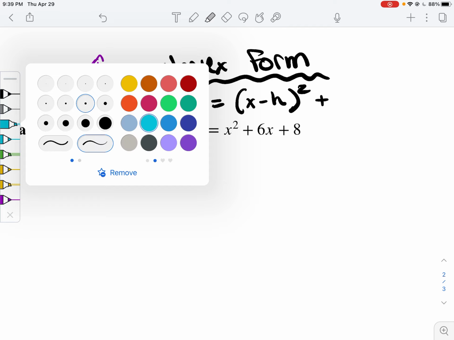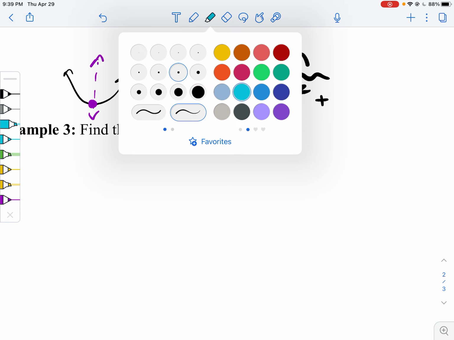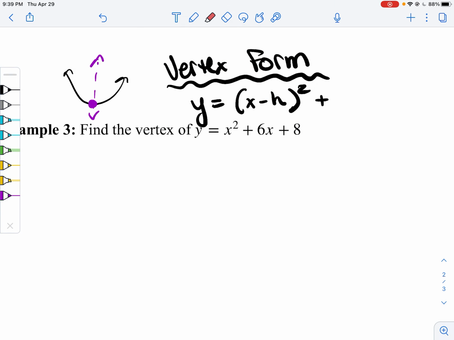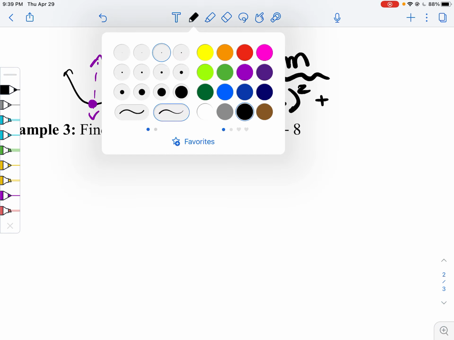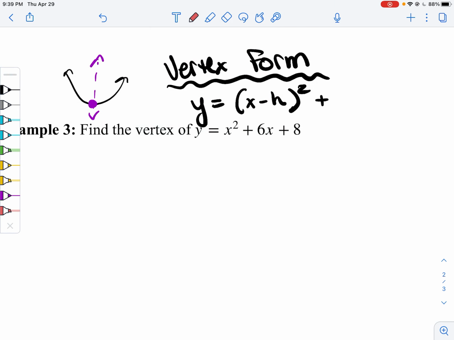I need more colors. Can never have enough colors. My mom's an art teacher. Can you tell? Okay, so anyway. I got the hiccups.